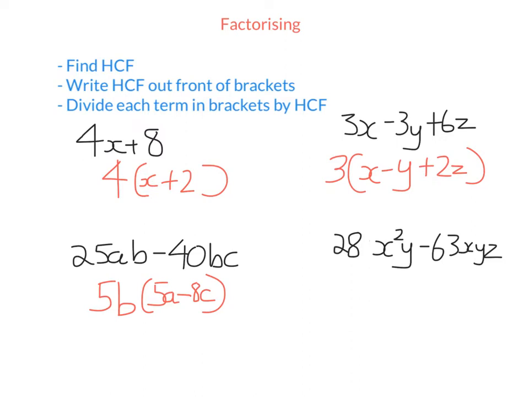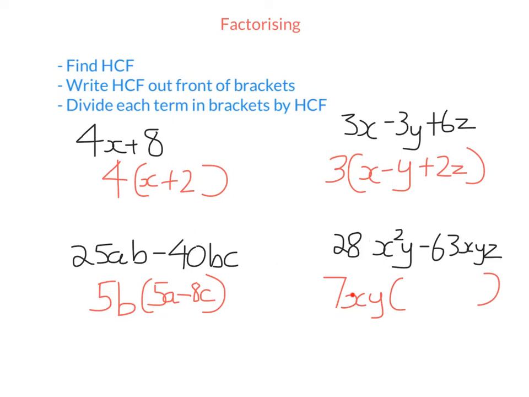So just go through factors of 28, see which of them go into 63. 28 doesn't, 14 doesn't, 7 does. 7 is the highest common factor of 28 and 63. But they also have letters in common. They both have an x and a y. So I'm going to write 7xy at the front.